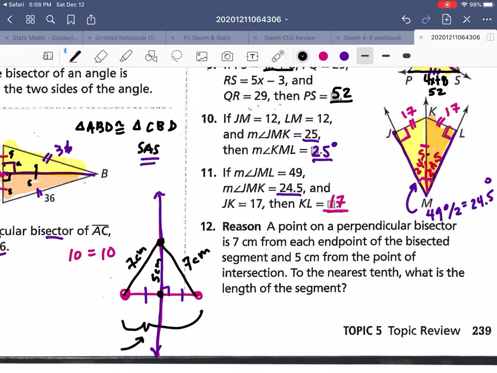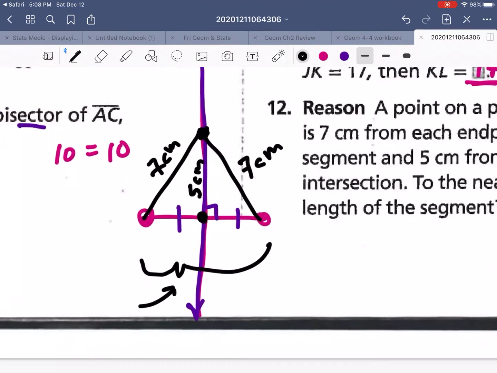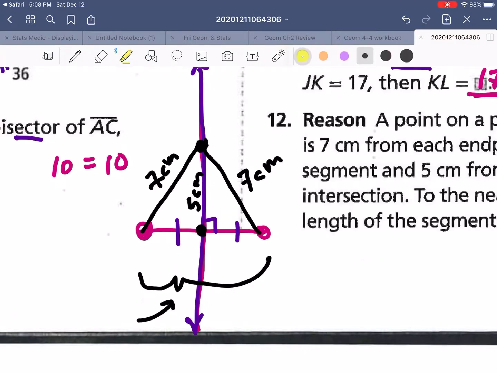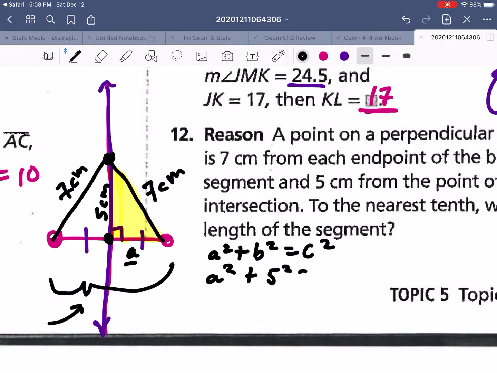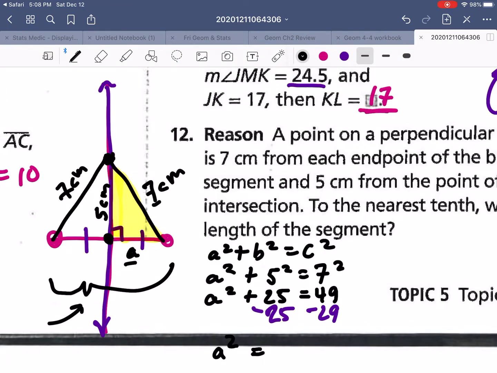So what is the length of the whole thing? Well, I see a right angle. I hope you do too, right? So I can use the Pythagorean Theorem here to solve for the missing side. I'll call this A. So A squared plus B squared is C squared. One of the sides is 5, so we'll square it. The hypotenuse is 7, so we'll square it. So we get A squared is, what is that, 20?